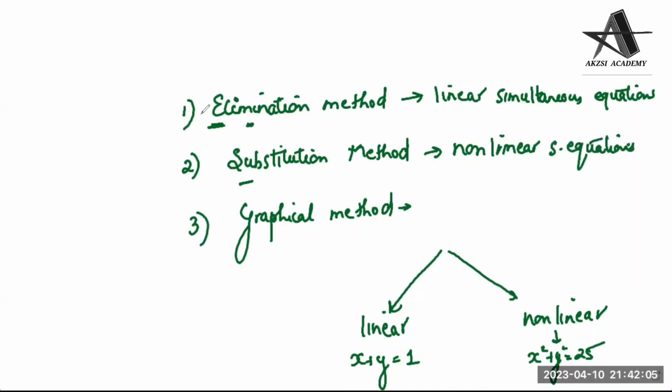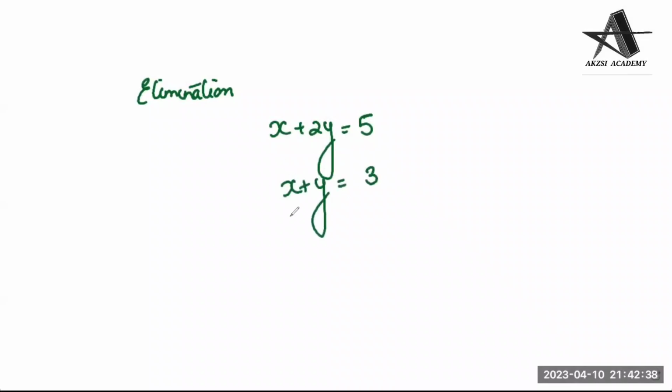Let me see what the elimination method is. As the name suggests, we are eliminating one variable. We have to eliminate one variable so that we can easily find the value of the other variable. x plus 2y equals 5 and x plus y equals 3. First, we have to write them in this order. x should be below the x, y should be below the y, and the number should be below the number.